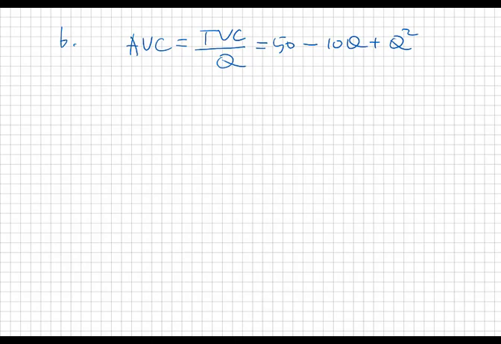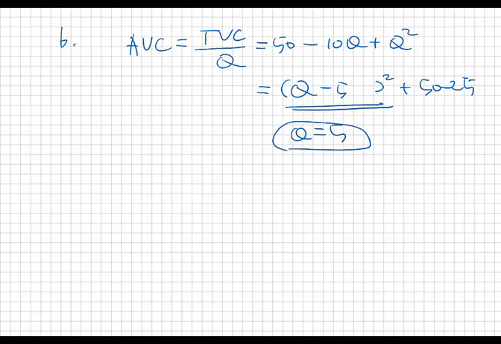Question B. What about the output level where average variable cost is a minimum? This one, question B, is easier than question A, as you're given the total cost, and average variable cost is the total variable cost divided by quantity Q. So you have 50 minus 10Q plus Q squared. You can also make the factor operation like this. Then you can find that Q equals 5 minimizes average variable cost.